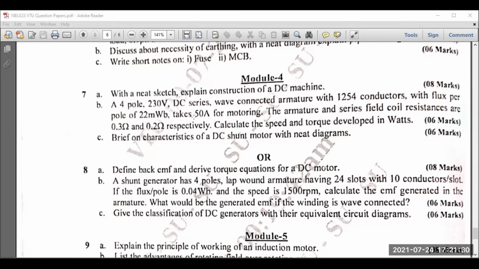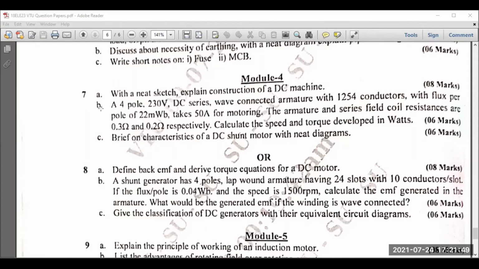As far as module 4 is concerned, the first question, 7A: with a neat sketch, explain the construction of a DC machine. You have to mention the commutator, brush, yoke, segments, armature, everything very clearly with a suitable explanation. The diagram may be given 3 marks and the remaining explanation 5 marks. 3 plus 5 is equal to 8 marks.